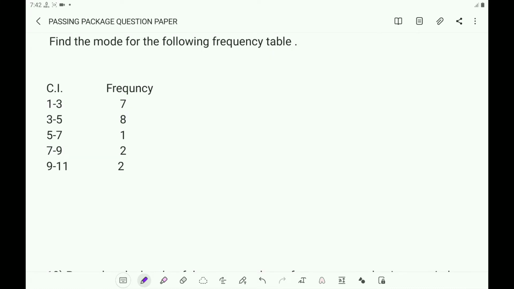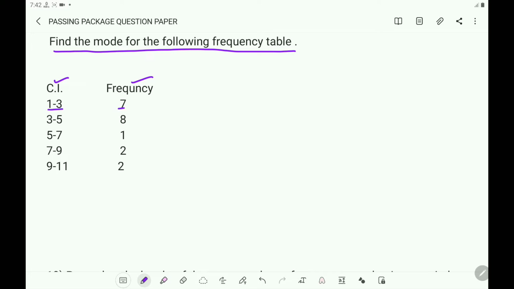Now there is an OR question. In the 12th question, there is an OR question. Find the mode for the following frequency table.